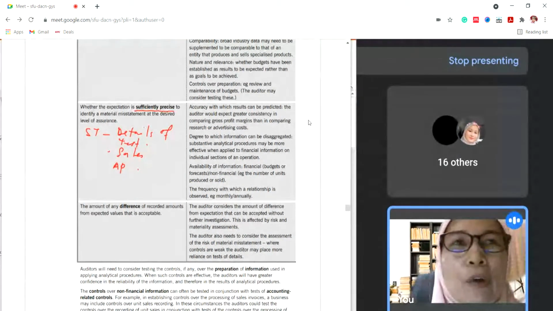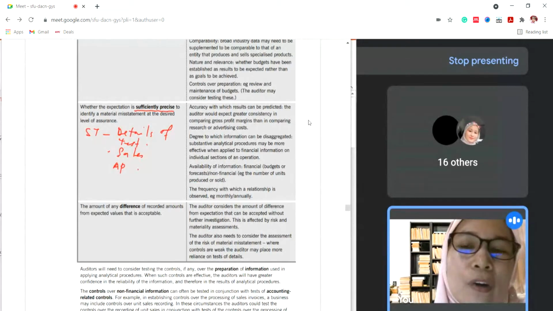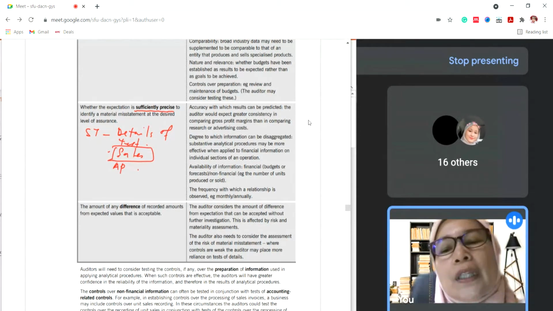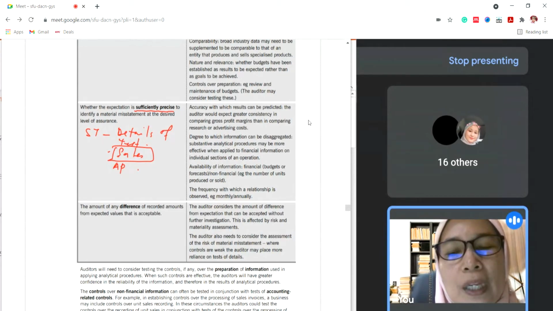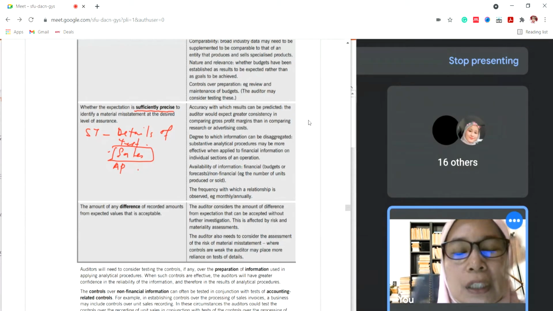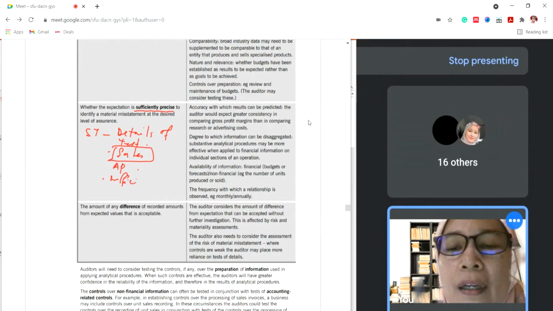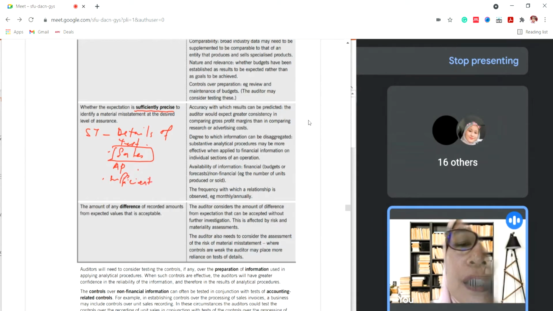Okay, or degree of the sufficiently of the audit evidence you want to gather. So if you think that you are not satisfied, okay, with the test of details you perform to that particular item, okay, you can perform the analytical procedure to make your audit evidence sufficient, okay, sufficient and appropriate.